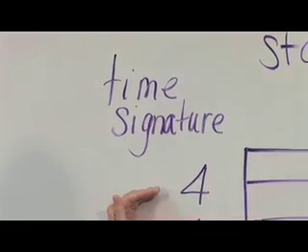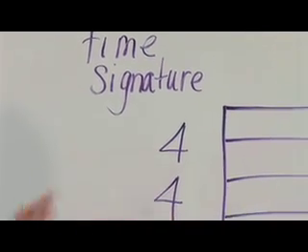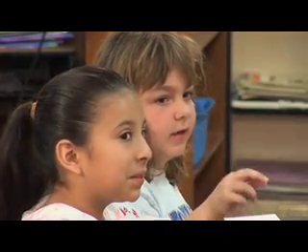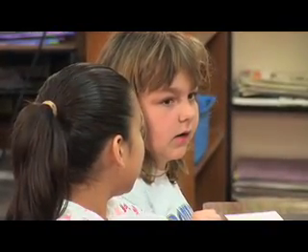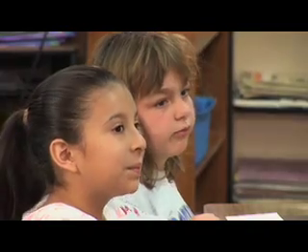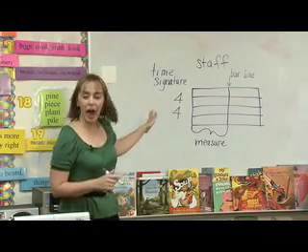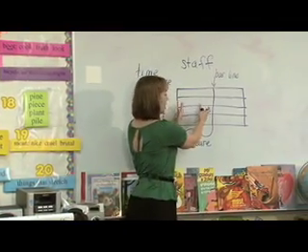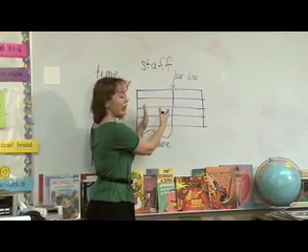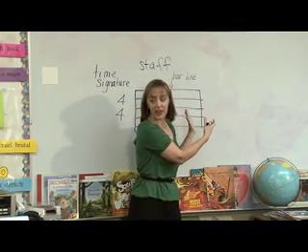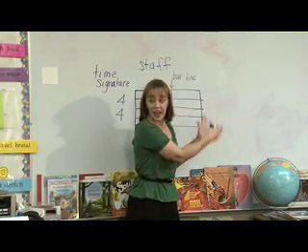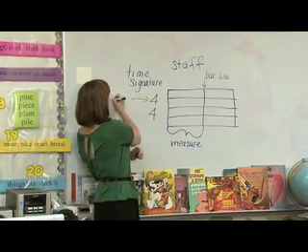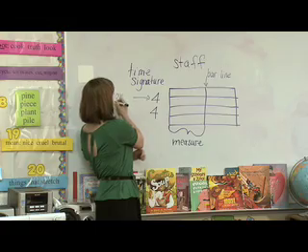Does anyone know what the top number tells us? You have to put 4 notes in that little area and then go on to the next one. That was an excellent way to explain it, Zoe. That's right. It tells us how many beats per measure. As she said, it tells you how many you can put in this area, and then you have to go on to the next one, and then you can put that same amount in the next one, and so on, right? So that top number tells us how many beats per measure.